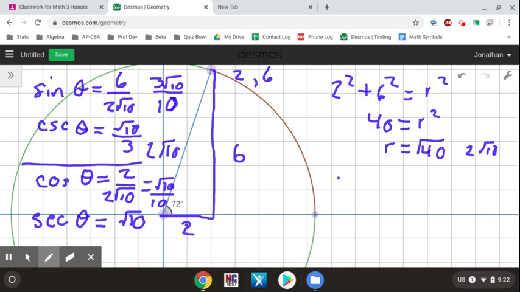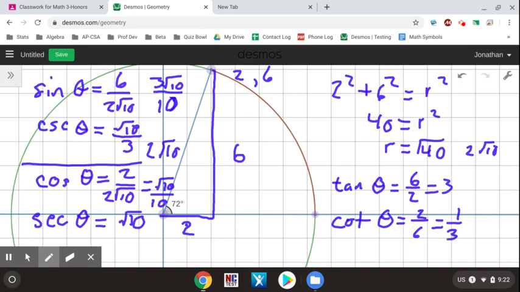We'll go over here to have some room to write tangent and cotangent. Tangent is the opposite over adjacent, which in a coordinate plane is going to be the y-coordinate over the x-coordinate. So 6 over 2 reduces to 3. And then cotangent is 2 over 6, which is 1/3.